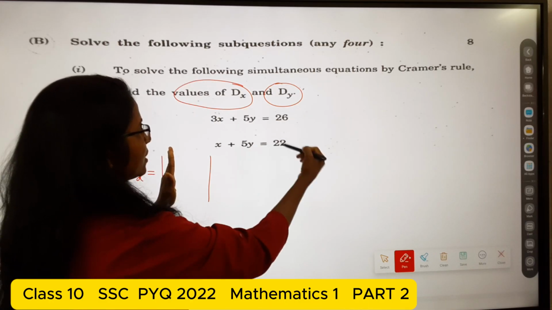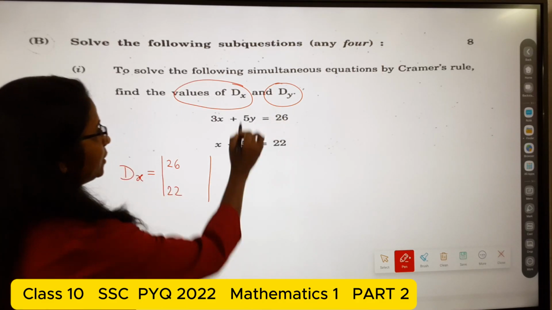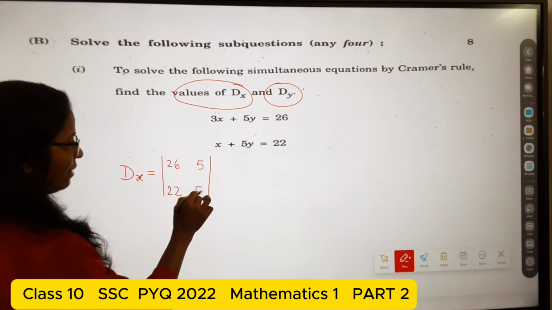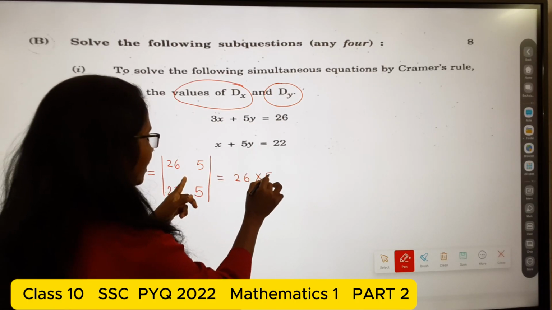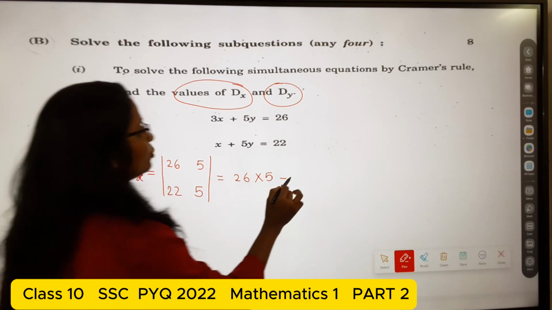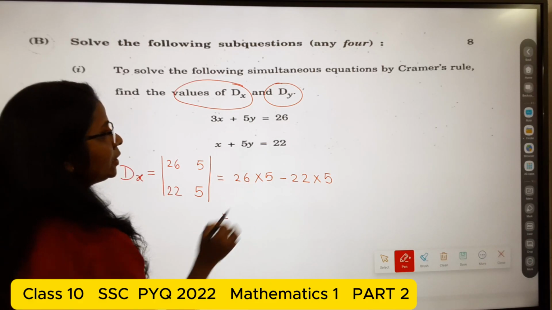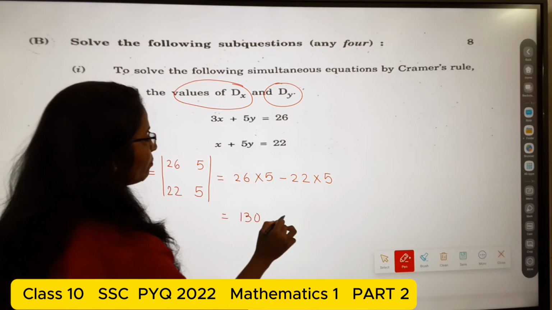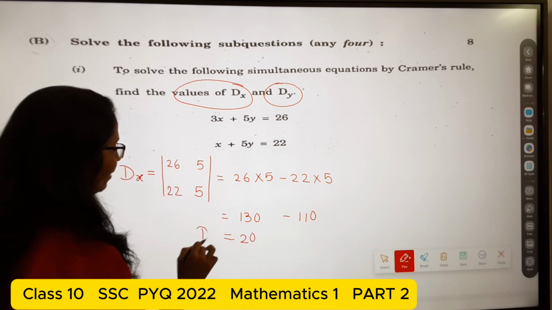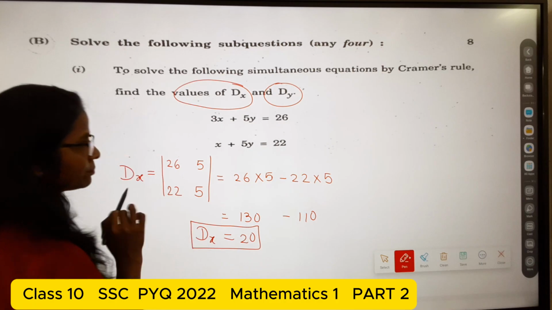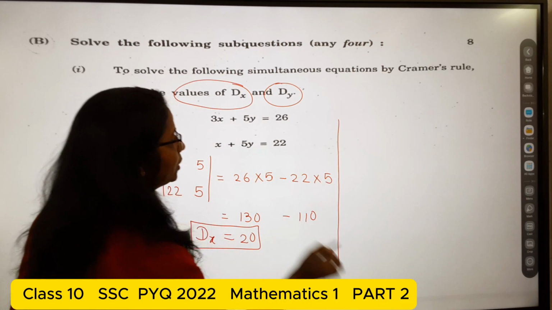So here D of x is equal to determinant sign, and here at the position of x we write the constants 26, 22, and here the coefficient of y, that is 5, 5. Okay, very easy. So here 26 multiply 5 minus 22 multiply 5. So now 26 times 5 is 130 minus 110. So here 20. So D of x is equal to 20. Very easy students. Pay attention, be careful.